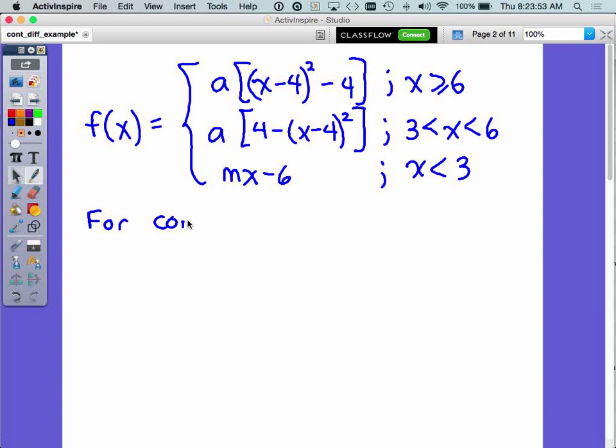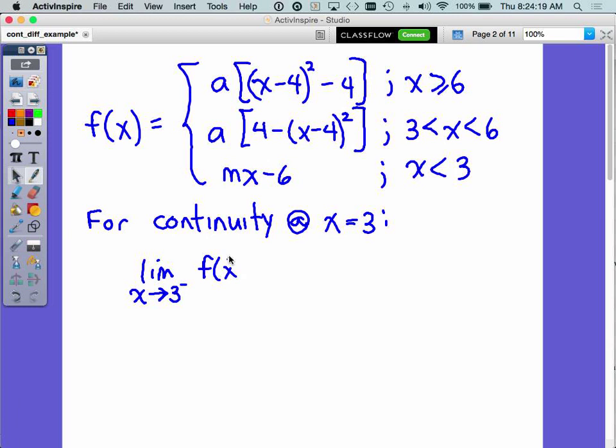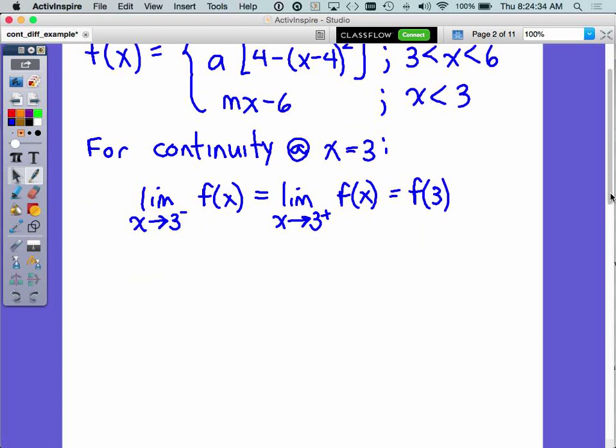Remember, for continuity, what do we need? Well, we're interested in whether it's continuous at 3. So for continuity at x equals 3, we need the limit as x approaches 3 from the left of the function to equal the limit as x approaches 3 from the right of the function to equal f at 3. That's what we're trying to find out. So let's take a look and see if that's true.